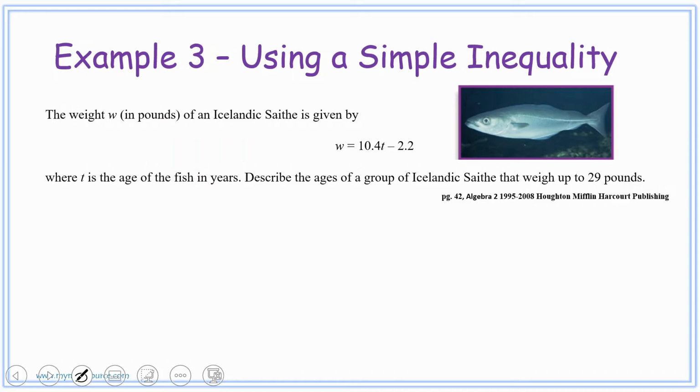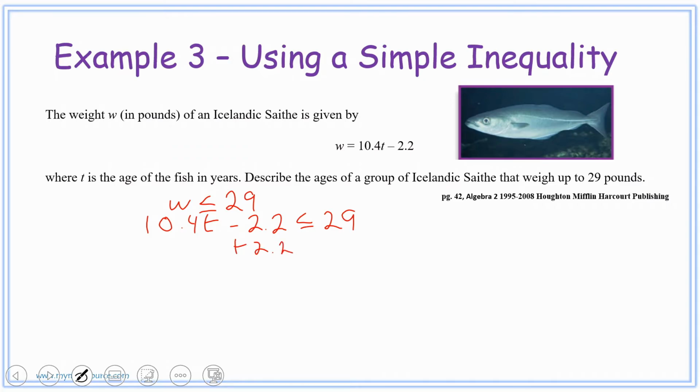All right, so in order to do this, we need to substitute our 29 pounds into our equation. But our equation is going to have to be an inequality now, and that's because we're looking at weighing up to 29 pounds. And so that means my weight as an inequality has to be less than or equal to 29. Since w is less than or equal to 29, that means my equation here can be set to be less than or equal to 29. So I have 10.4t subtract 2.2 has to be less than or equal to 29. Now we can go ahead and solve this inequality.